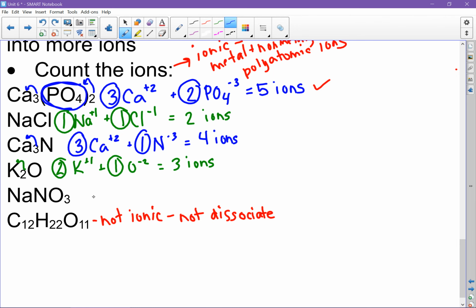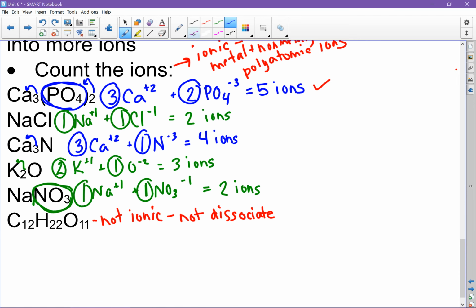I have 1 sodium ion, an Na+1. There's nothing there, so it's a secret 1 hidden. The trick is for polyatomic ions, they are one whole chunk together. Don't split them up. So that whole NO3 thing is 1 ion. Since there's no other number there, it means I only have 1 of those as well. So I have 1 sodium and 1 nitrate ion. That one only has 2 ions.